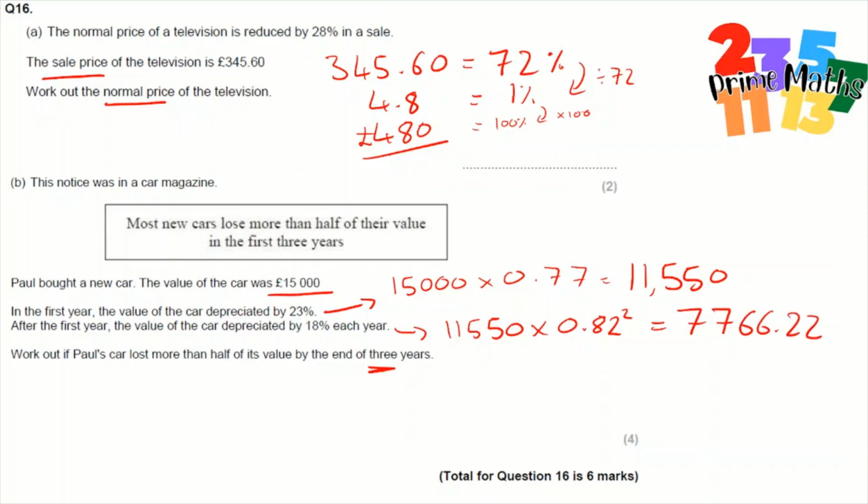£7,766.22. It says to work out if Paul's car lost more than half its value by the end of the 3 years. Well, half of its value would be 7,500, so no, it's not lost more than half of its value.